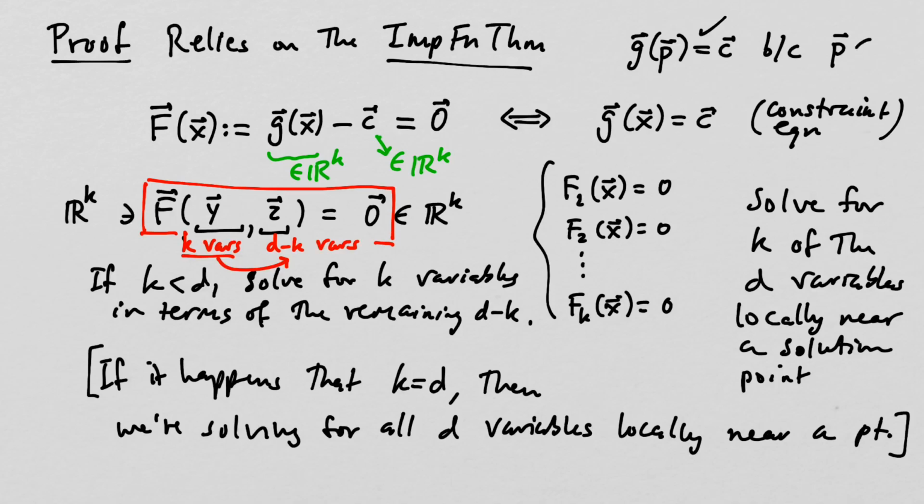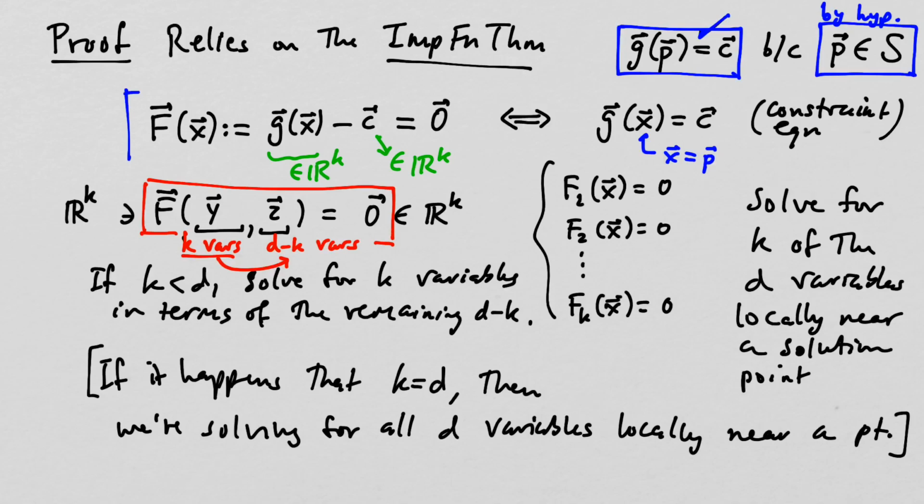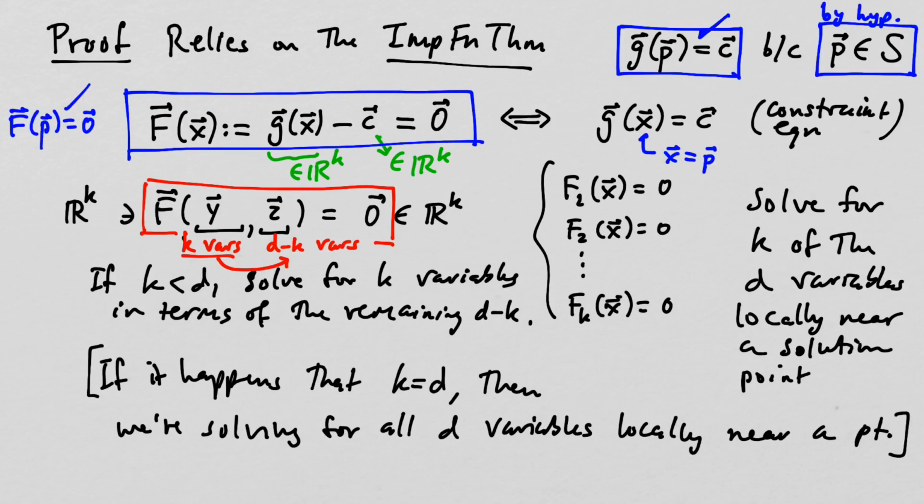Well, I know it because the point P is assumed to belong to the set S. And the set S is the constraint set. This is true by hypothesis. Since S is the constraint set, every point in S must satisfy the constraint equation. So P in particular must satisfy that constraint equation. So when you plug in x equals P, you get a true equation on that side, and therefore you also get a true equation here. In other words, it is true that f of P equals 0. So P is a solution point, and that's the point in whose neighborhood, in whose vicinity we will be working.